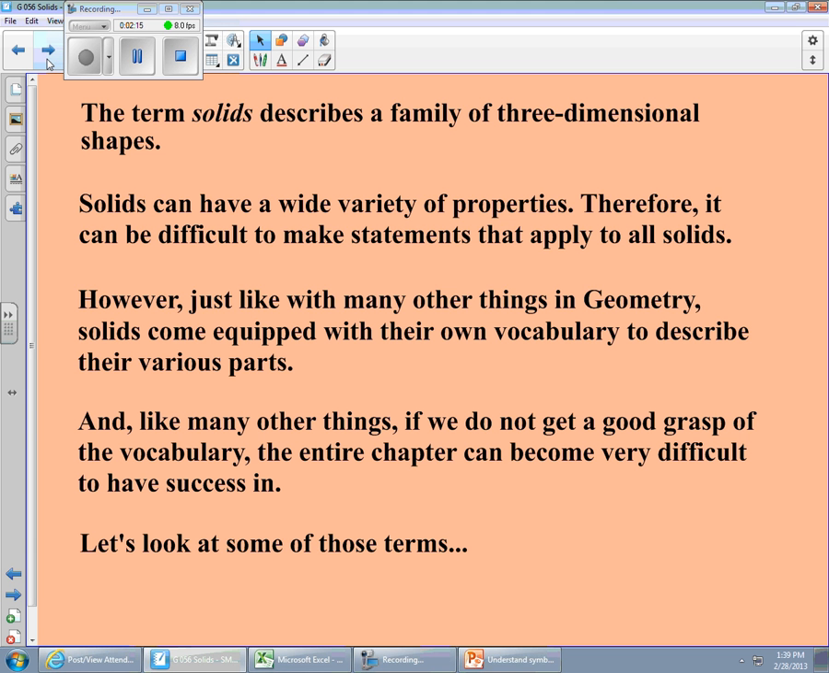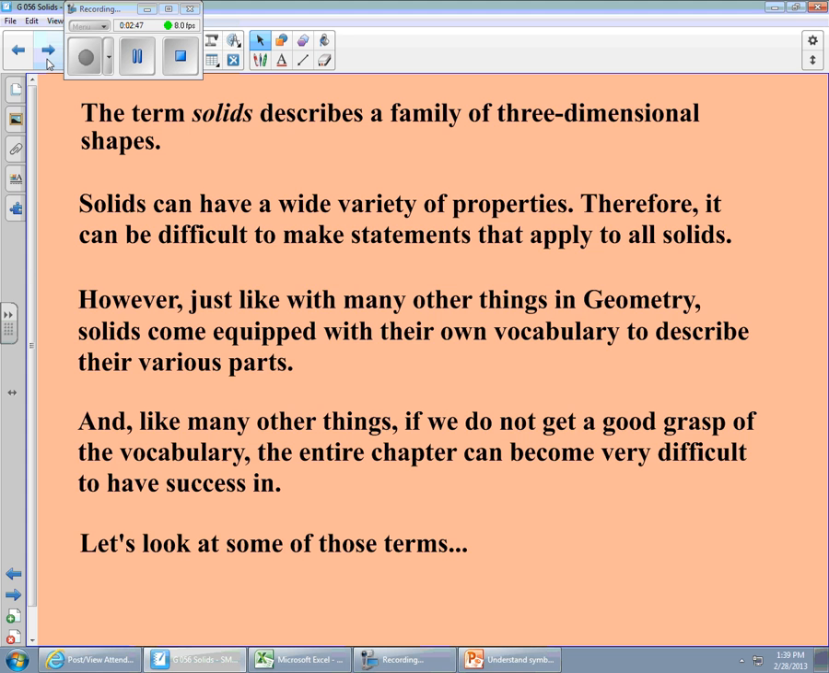However, just like with many other things in geometry, solids come equipped with their own vocabulary to describe their various parts. So we're going to get a bunch of new vocab. And like many other things, if we don't get a good grasp of the vocabulary, the entire chapter can become very difficult to have success in. Because let's face it, some of you struggled all year long because we never bothered to get the vocabulary at the beginning of the year. So the class has kind of been speaking a language that you haven't really understood. So don't let the vocabulary get a hold of you.